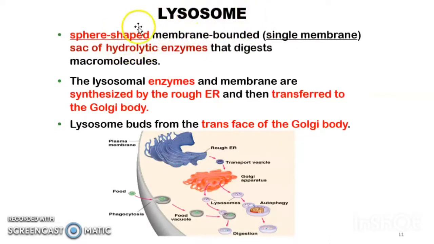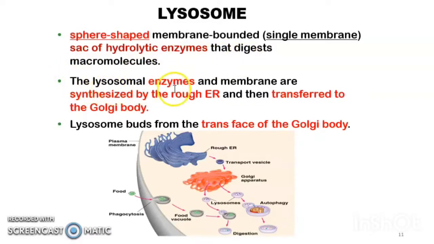Okay, so what is lysosome? It is a sphere-shaped membrane-bounded sac, which we also consider a single membrane organelle. It is a sphere-shaped membrane-bounded sac of hydrolytic enzymes that digests macromolecules. So that means inside lysosome, it has hydrolytic enzymes. So the function of hydrolytic enzymes, they will digest the macromolecules.